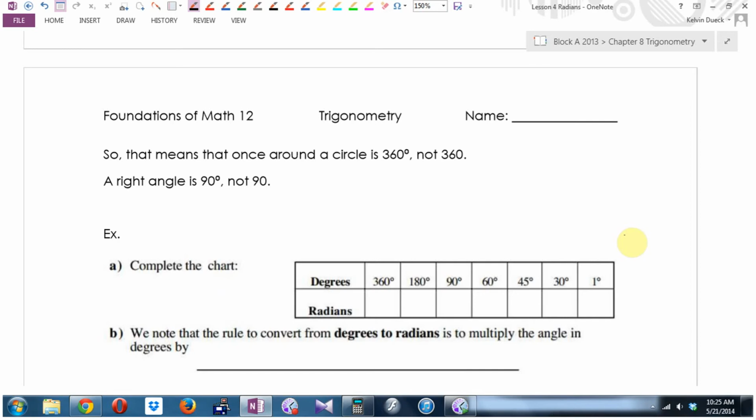Once around the circle is 360 degrees, not just 360. If I see 360, I'm going to assume you meant radians. A right angle is 90 degrees, not just 90. If I just see a 90 and no degree symbol, I'm going to assume you meant that angle was in radians.